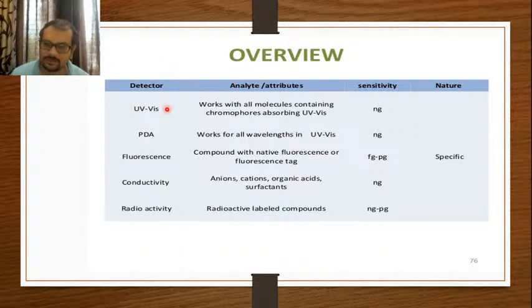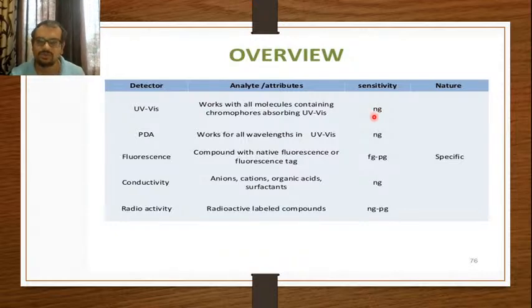First, UV visible spectroscopy works with all the molecules containing chromophores absorbing UV visible. The only criteria is that it should contain the chromophores which absorb the UV light and show the absorbance. Nanogram is what? Sensitivity. Remember, the sensitivity criteria in case of UV visible is what? A nanogram level.